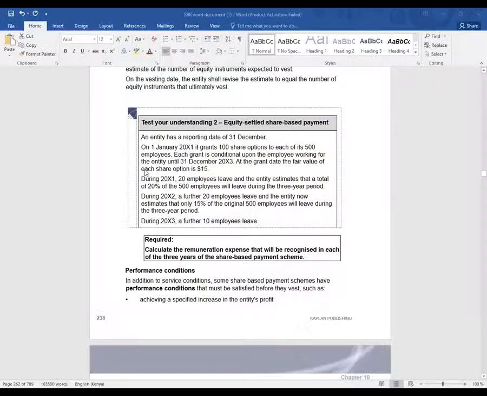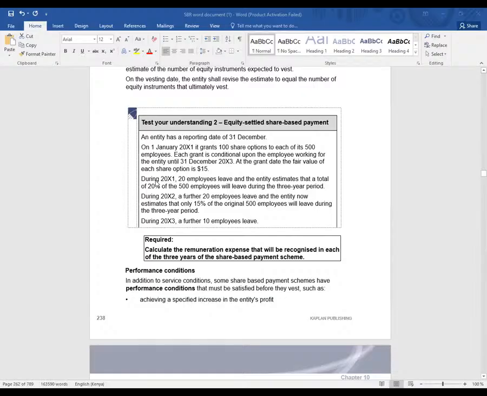You're told here, on 1st January 2021, it grants 100 share options to each of its 500 employees. Each grant is conditional upon the employee working for the entity until 31st December 2023. At the grant date, the fair value of the option is 15. During 2021, 20 employees actually leave. And the entity estimates that a total, when they use that word total, even that 20 employees who left are within that total.